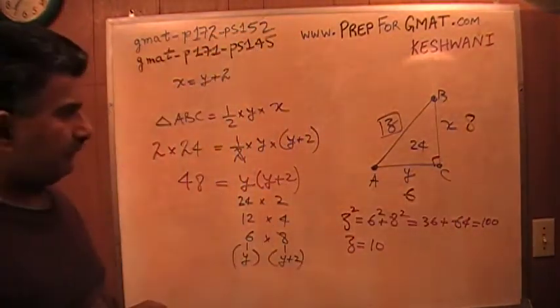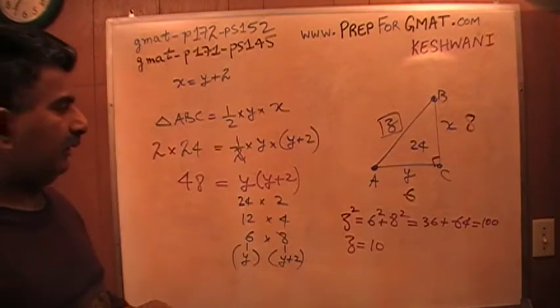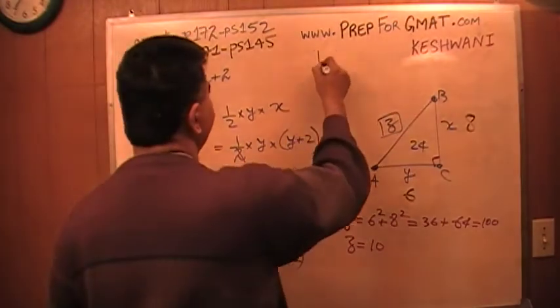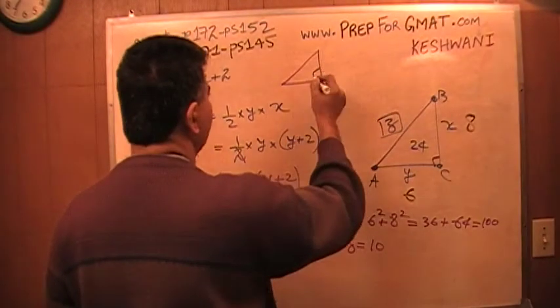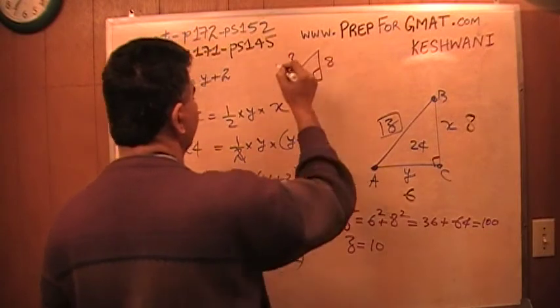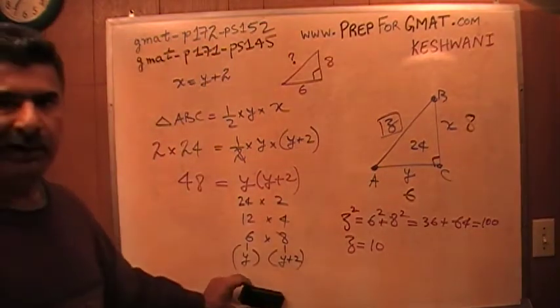Look at this triangle. Do you recognize this triangle? This side is 6, this side is 8. What could be this side? Let's take a look at it here. A right angle triangle. This side is 6, this side is 8. What is this side? Can you figure out this missing side without doing any work?